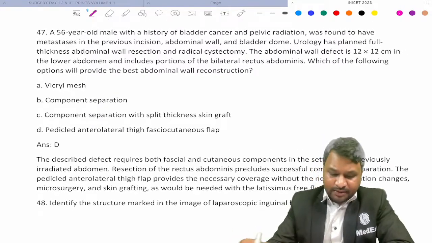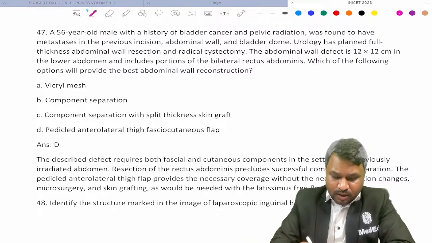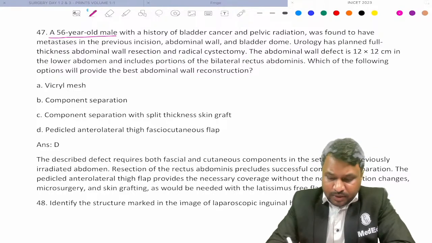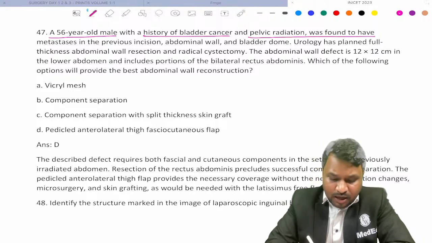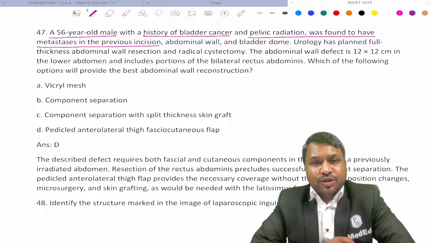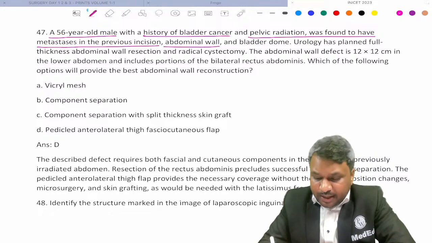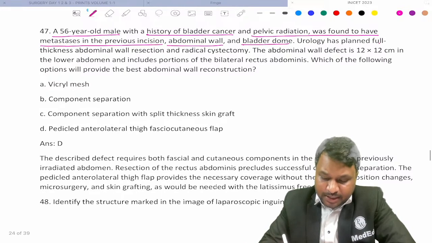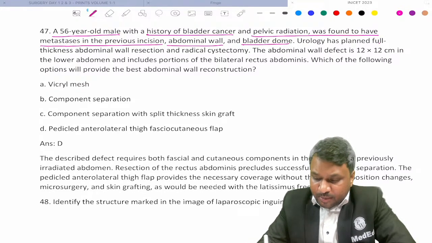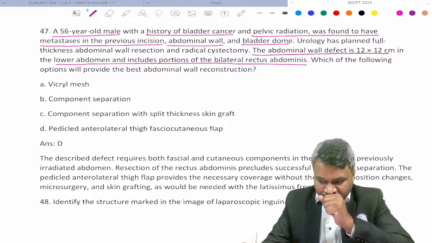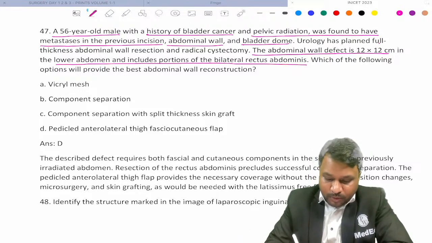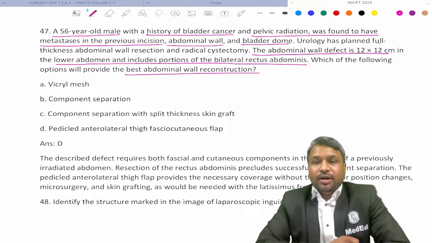Question number 47. I have a 56-year-old male with a history of bladder cancer and pelvic radiation, found to have a metastasis in a previous incision on the abdominal wall and the bladder dome as well. The urologist has planned a full thickness abdominal wall resection and radical cystectomy. The abdominal wall defect is 12 by 12 centimeters in the lower abdomen and includes a portion of bilateral rectus abdominis. Which of the following options will provide the best abdominal wall reconstruction?